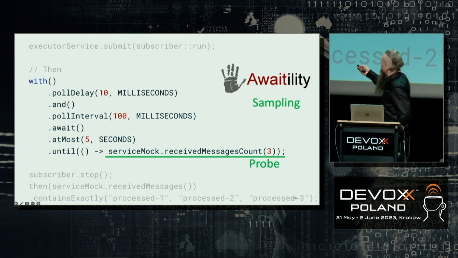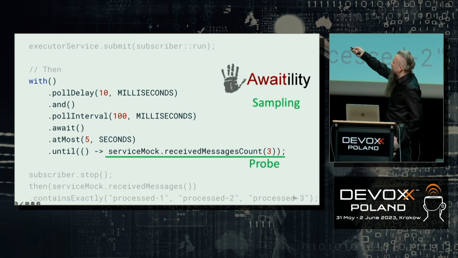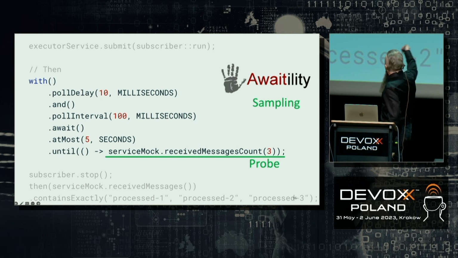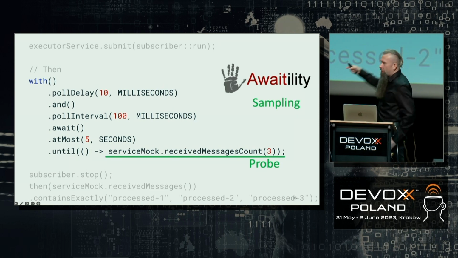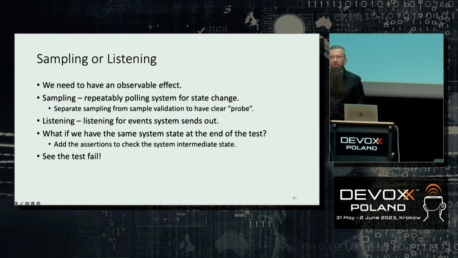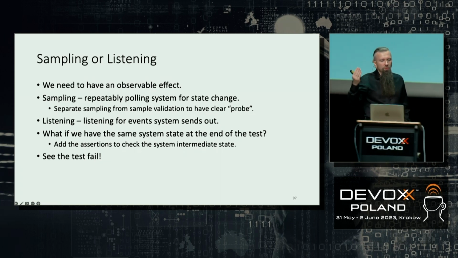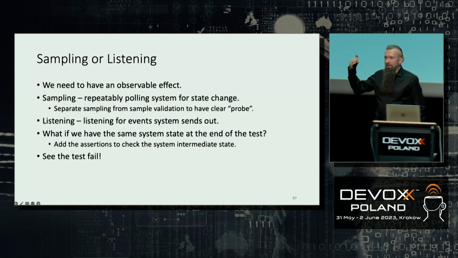Yeah, we already separated it, because Awaitility allows us to set the polling interval in a different method, and we have a separate part for the probe, which is probing the system. And in case we have an application which emits some events, just use listening, so we are just going to listen for the events the system sends out.